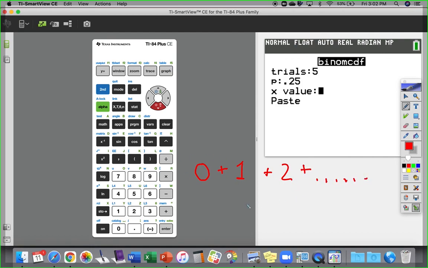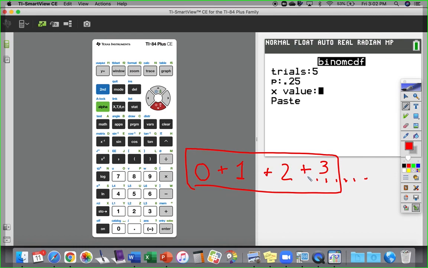No matter where, and it stops on where you say stop. So if you set a binomial CDF to 3, let's say, it would do these 4 probabilities and add them together for you. It's the only way it works: it does 0 plus 1 plus 2 plus up to and including the one you say stop.